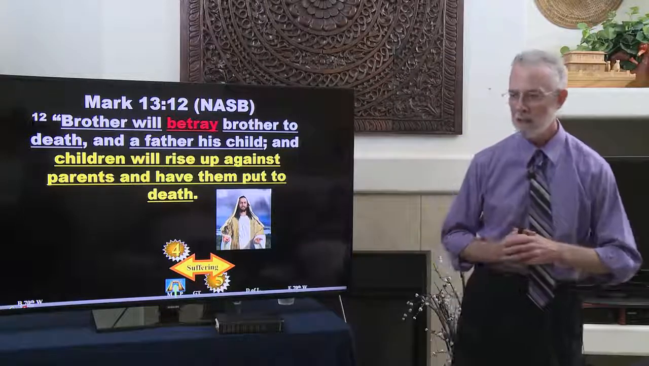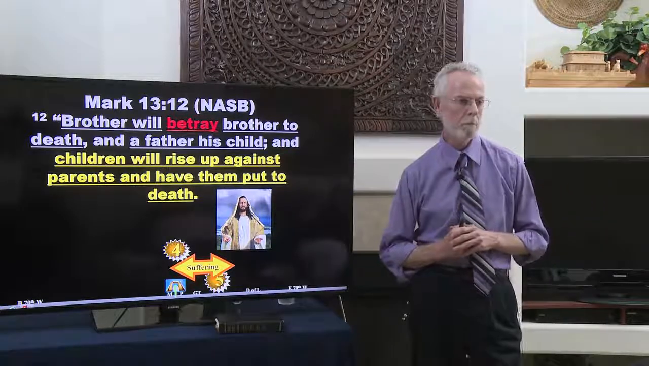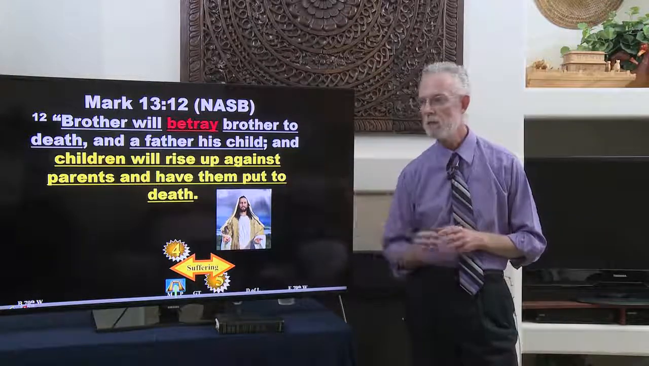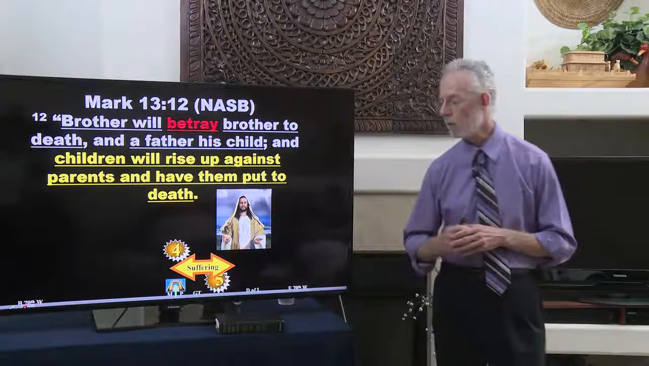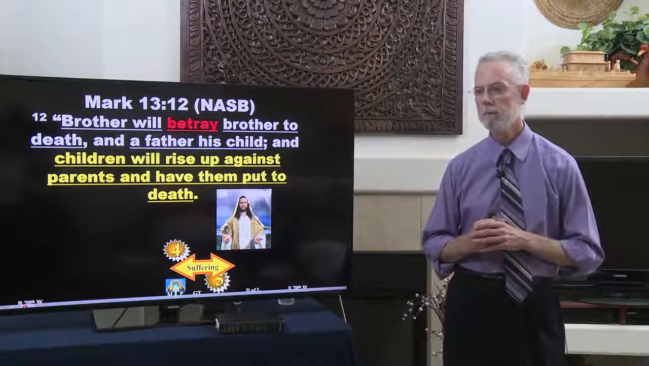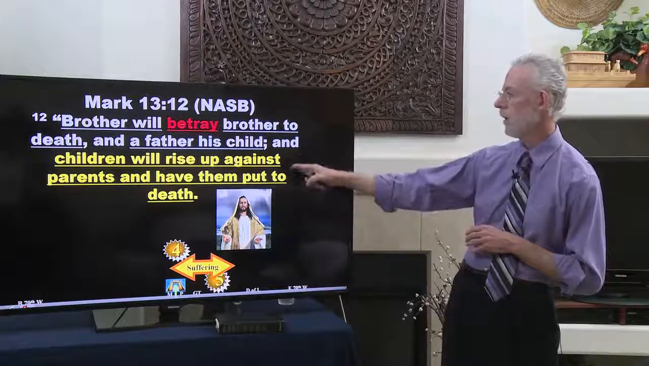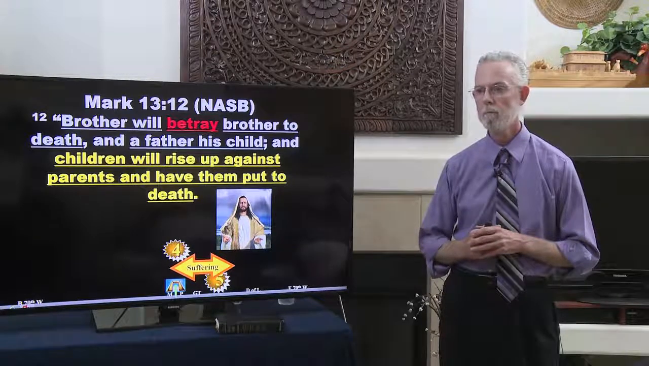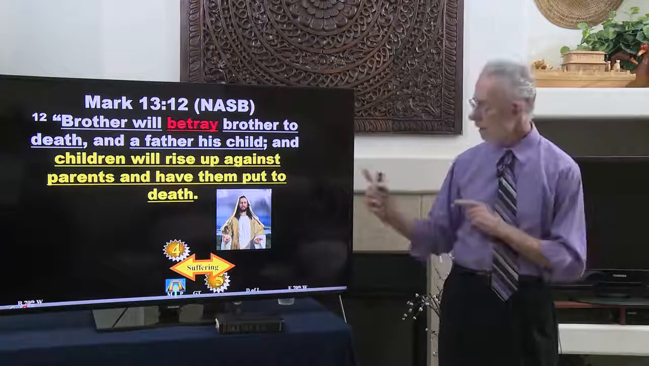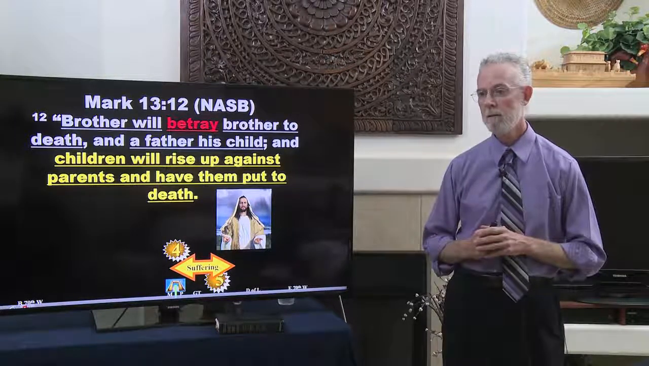Now, we don't like to read passages like this because they're not very comforting. But this comes from the mouth of Jesus himself, and Jesus tells us that some of us that are Christians, our own children, are going to turn us in at that time. Our own children are going to rise up against us and have us put to death. Things are going to be pretty bad here.